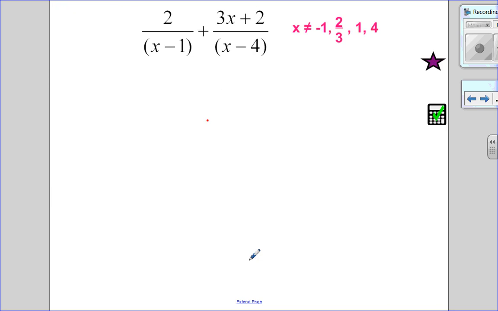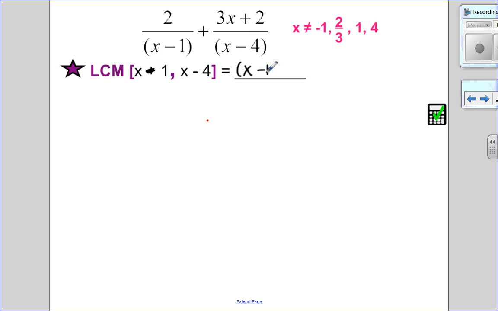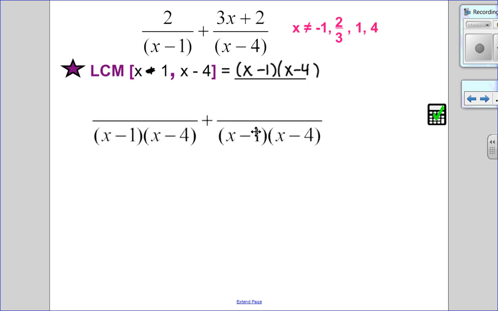So have the restrictions from before, and I have now a simpler denominator, which is x minus 1 and x minus 4. There should be a minus. So my lowest common multiple is x minus 1, x minus 4, one of each. So let's change our fraction to the new common denominator.